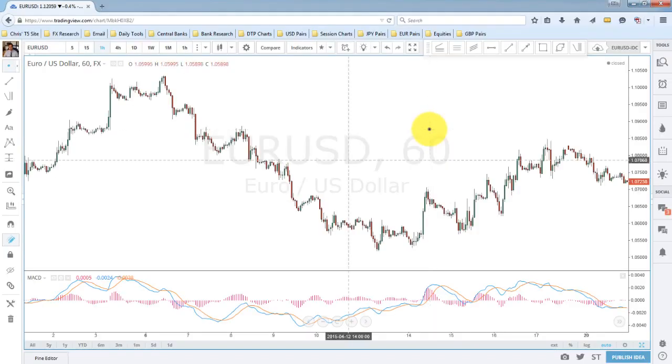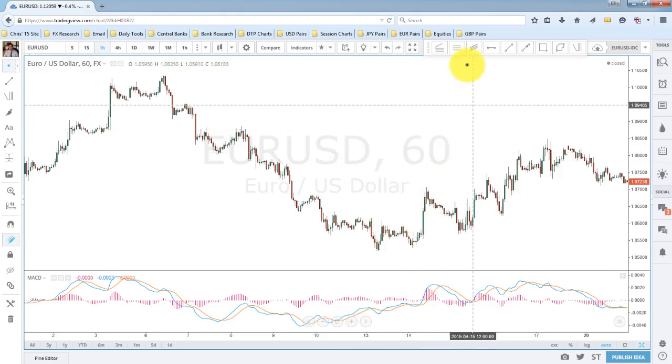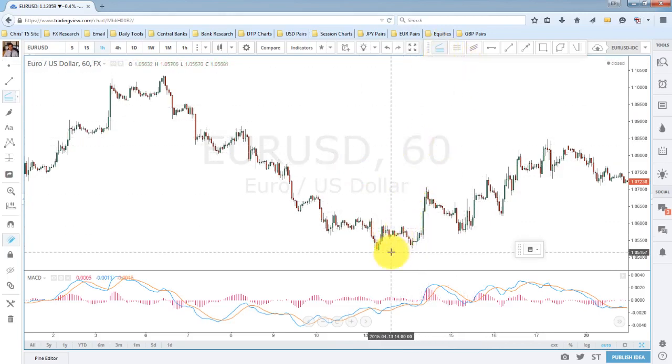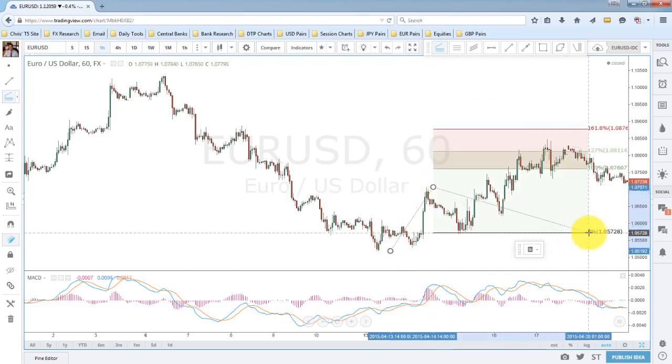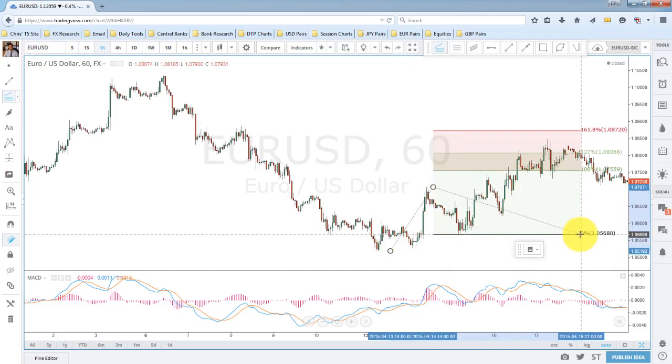Okay, here is our euro dollar. And on this particular cycle, if we use our Fibonacci expansions, I'm going to measure this from our low to our high, and I'm going to pull this back right here. And you can see on this rally, price has moved through the 127, but has not traded to the 162% extension. So now we have a bit of a question mark.